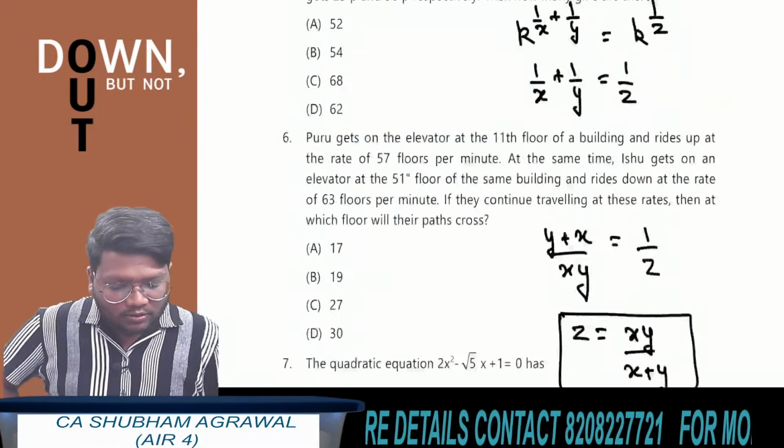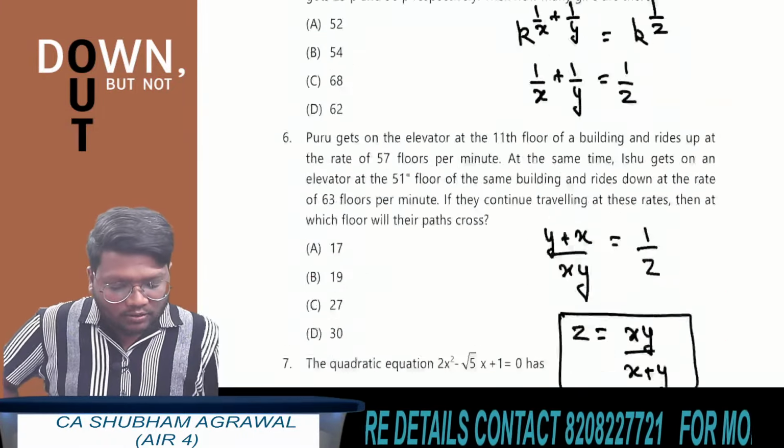What is 12 multiplied by 27? 324. Correct. And what is the square root of 324? 18. Square root of x square is what? X, and square root of y square is what? Y. What is the answer? 18xy. Which option is correct? Option A. And I think same question is there in the exercise also. They have given the exact same question in the exercise also.